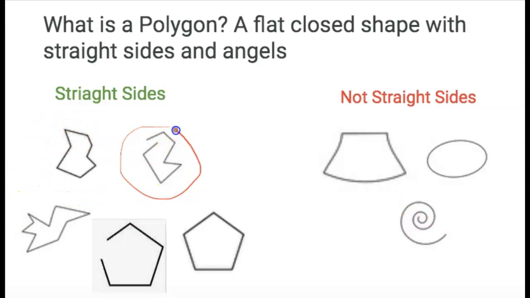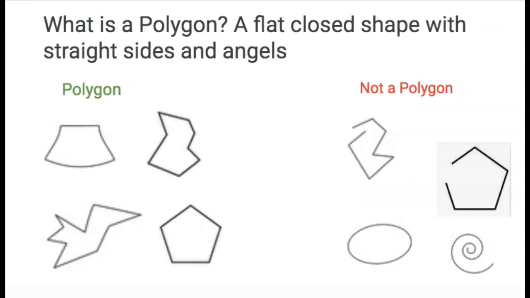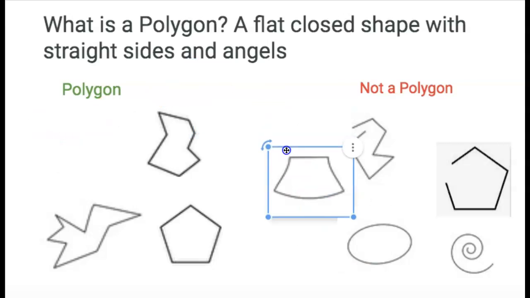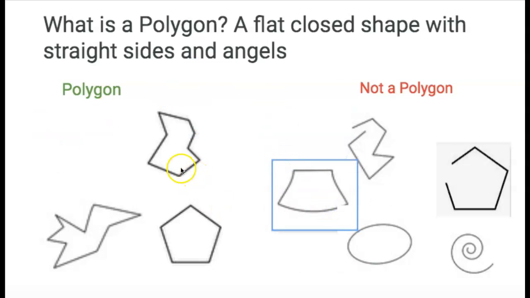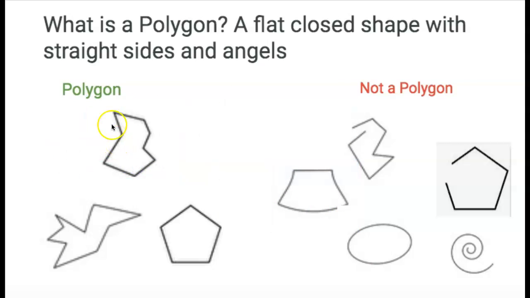This is a closed shape with open sides. But a polygon has to have both. And actually, this one needs to move because this does not have straight sides. So, that being said, a polygon is a flat, closed shape with straight sides. So these three, based on that definition, would be polygons, and these would not.